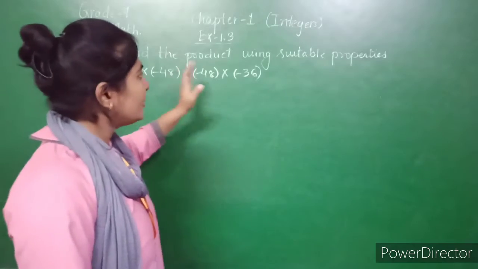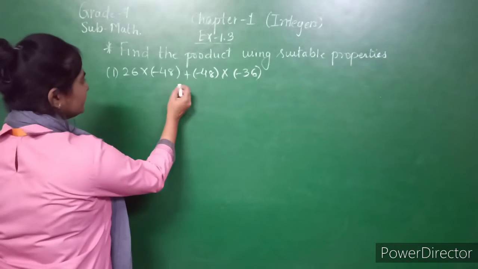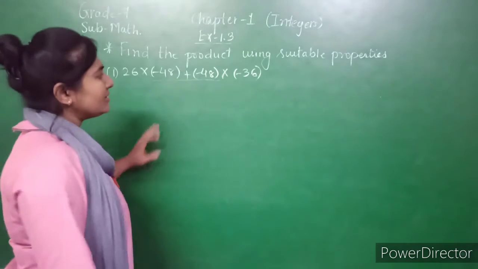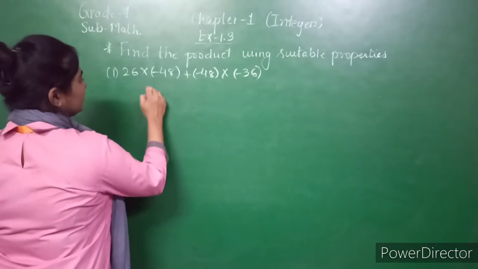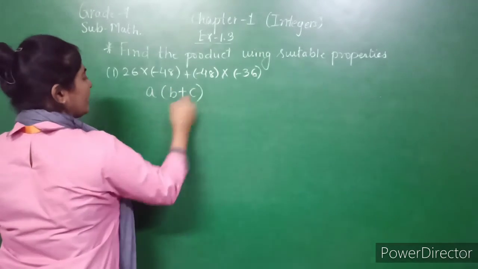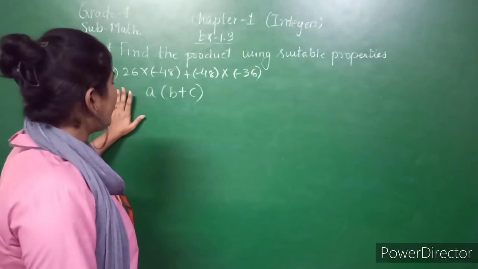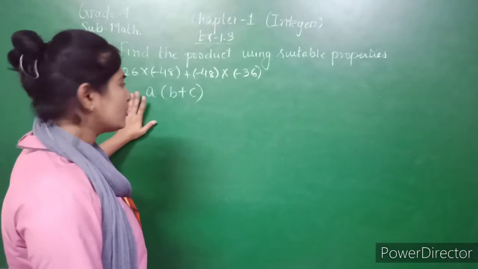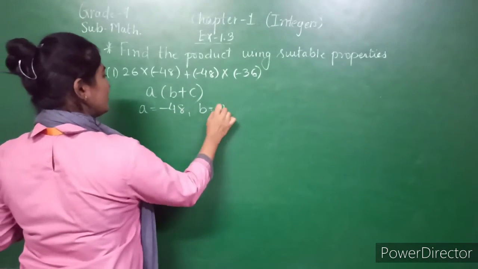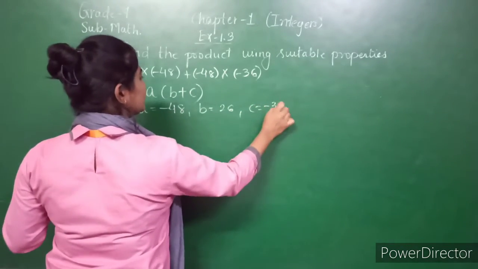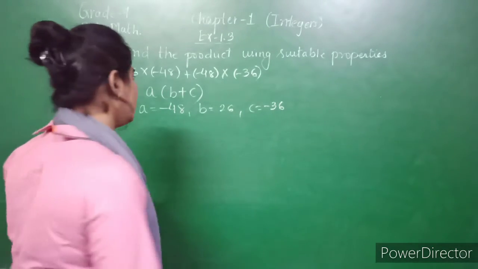Now next question, find product using suitable properties. Here we have to put the suitable properties. So let's check here. 48 minus 48, both are given 2 times. So here A bracket B plus C, it means here distributive property over multiplication is applicable on this question. You can see A is equals to minus 48, B equals to 26 and C equals to minus 36. So here 2 times minus 48 are given. So here we have to apply distributive property over multiplication.